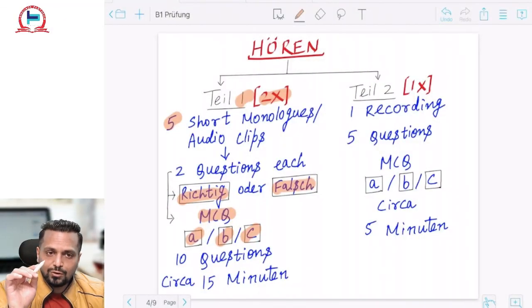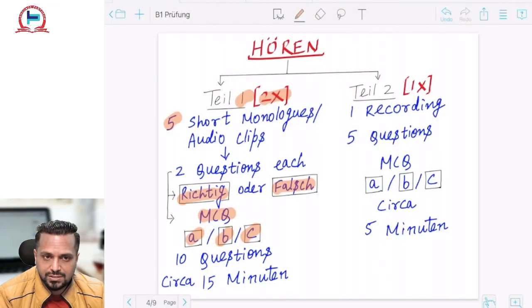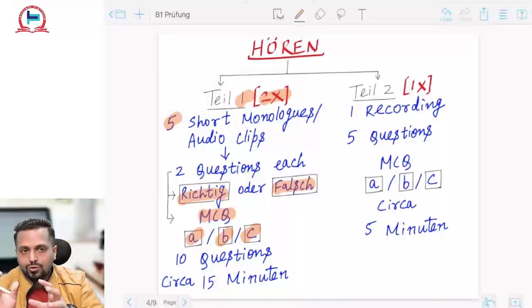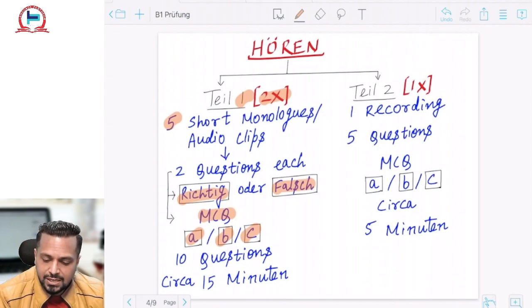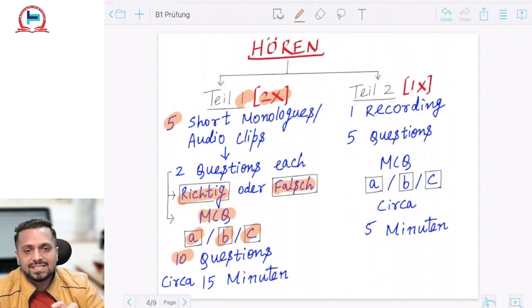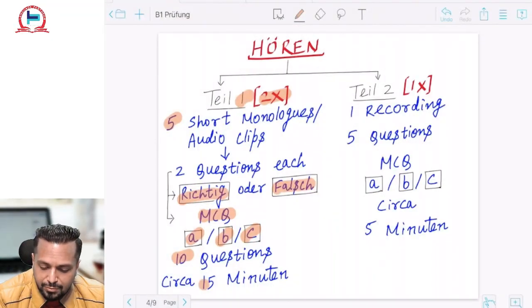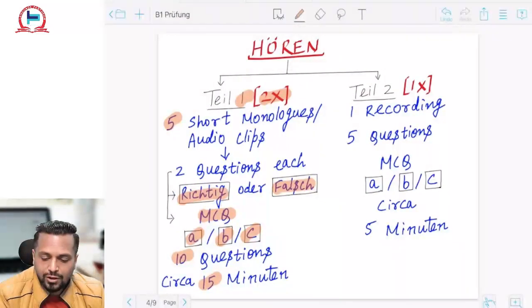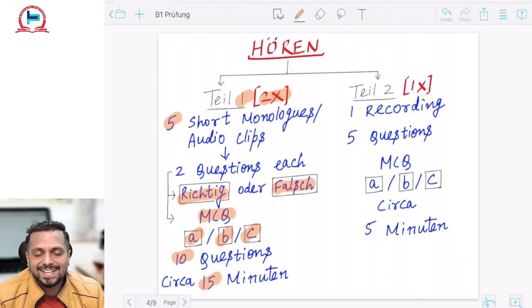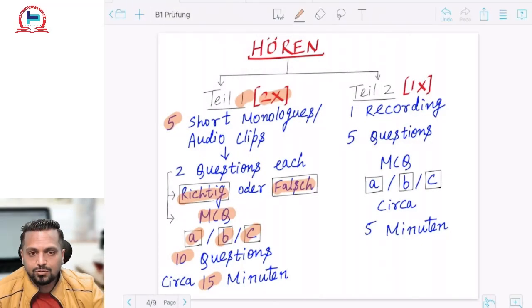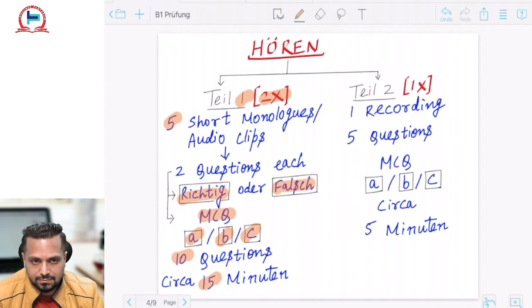So if you notice, there were 5 sets of questions, 5 audio clips or monologues, 2 questions each. So in totality, you have 10 questions, and this style lasts for approximately 15 minutes. For each set of questions, you get 10 seconds to read what is given and the options.